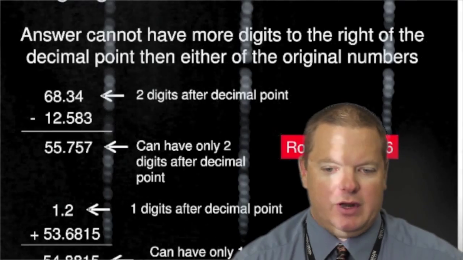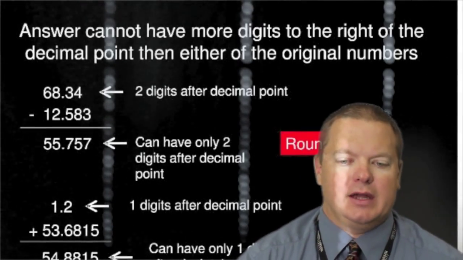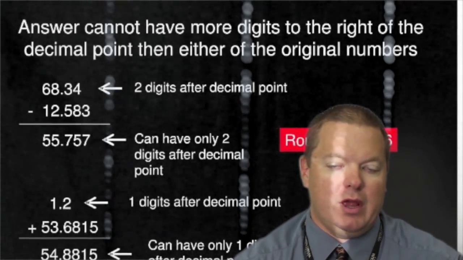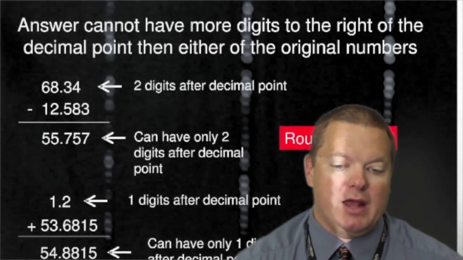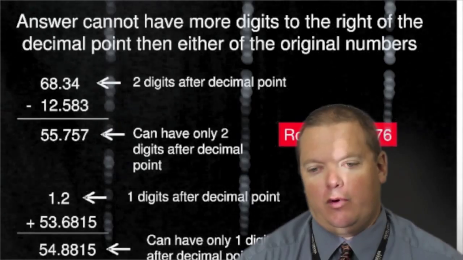And we can do something very similar for this next one. Again, we only have 1 decimal place, so our answer can only have 1, therefore we have to round the answer to 54.9.